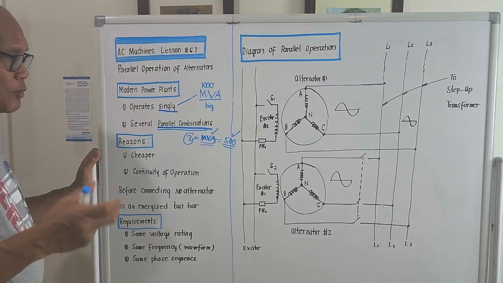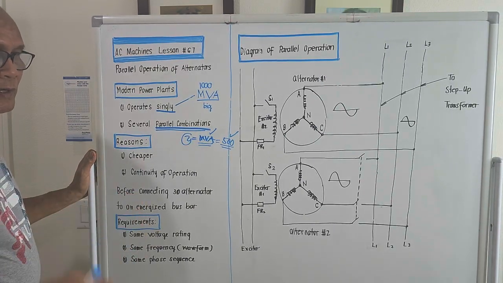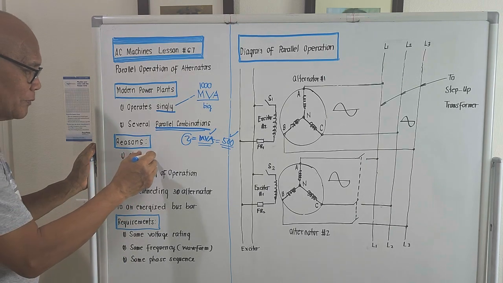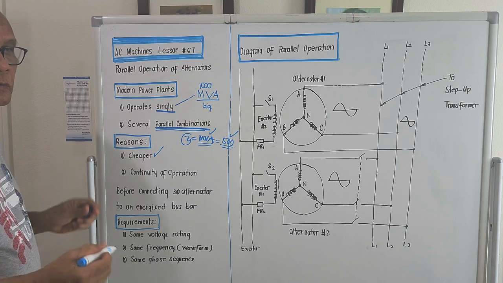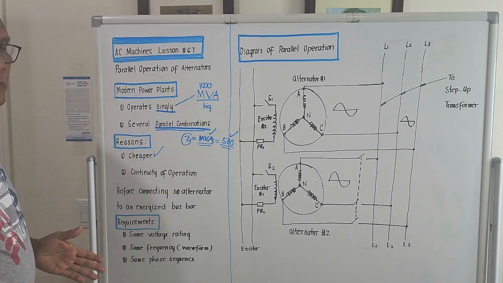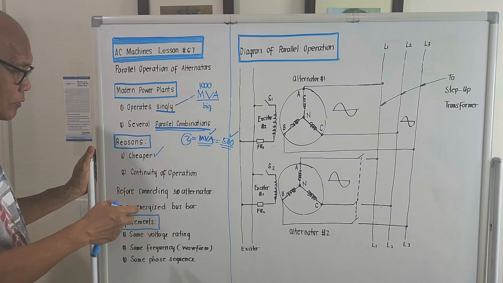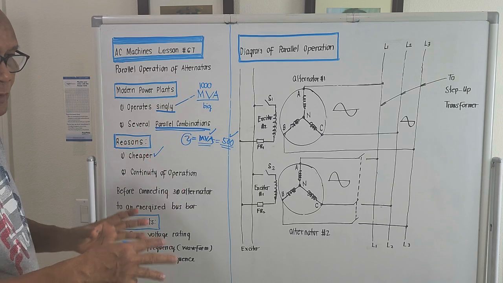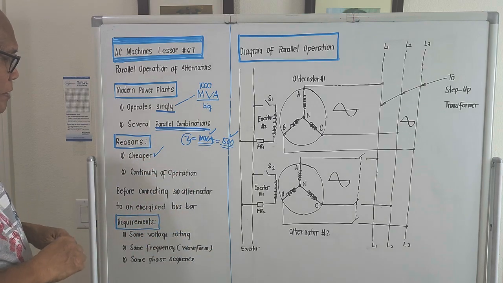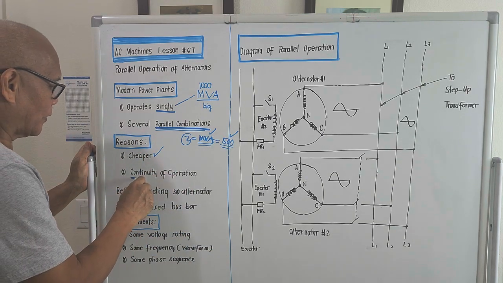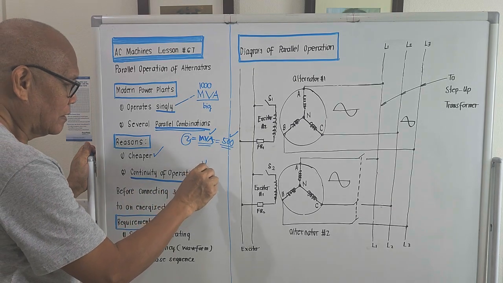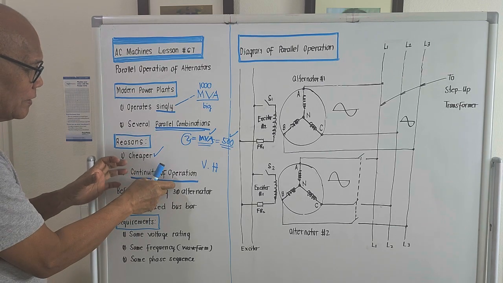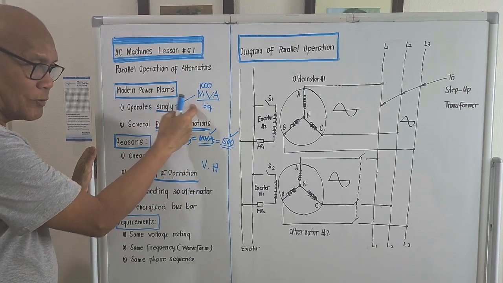What are the reasons why we operate alternators in parallel? Actually, it's only two. The operation will be cheaper, so it's economy, and the so-called continuity of operation. If the alternators are connected in parallel, this continuity of operation is actually very high. Why is it very high? Because there are two here, and the single operation is just only one.